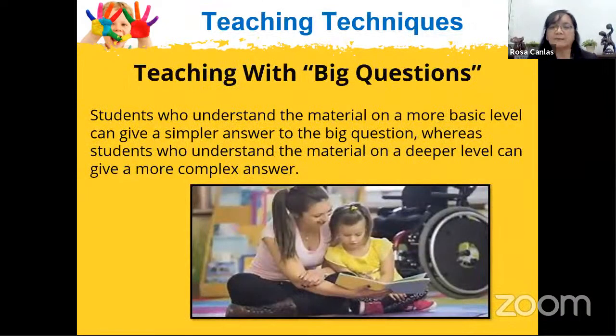Okay, so for the next strategy, we also have teaching with big questions. This is very important if we are trying to help a struggling learner to read. Students who understand the material on a more basic level can give a simpler answer to the big question, whereas students who understand the material on a deeper level can give a more complex answer. So this is why teaching with big questions is very important if we are reading a story to a child, especially a child with special needs.